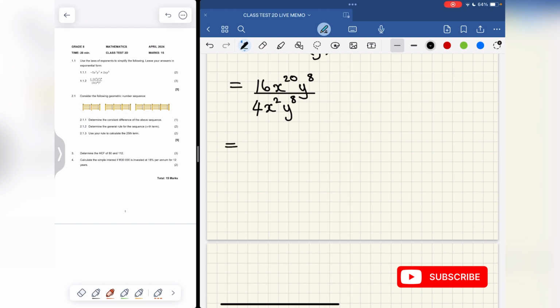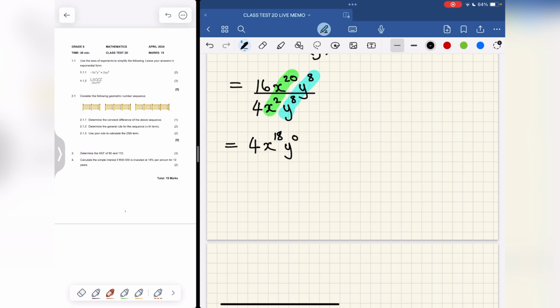So again, 16 divided by 4 is 4, not a quarter. So just check with your calculator if you're uncertain. So that is 4. Then for my x's, I am going to divide those 2 powers and subtract the exponents, and then I'm going to do the same thing for the y's over there. Right, so I keep my base of x and I subtract my exponents 20 minus 2, which is 18. And then for y, I've got 8 minus 8, which is 0.